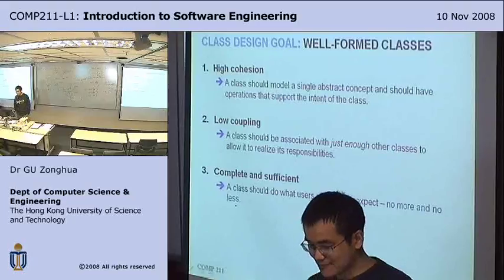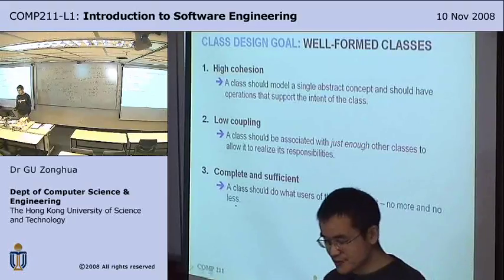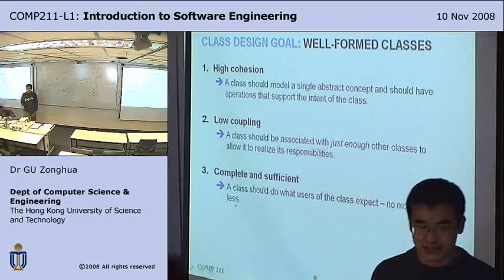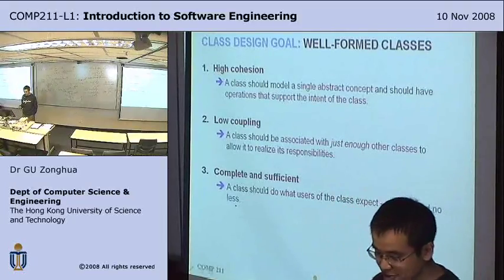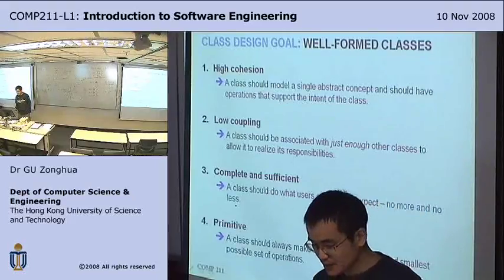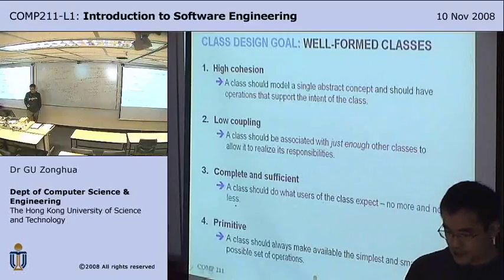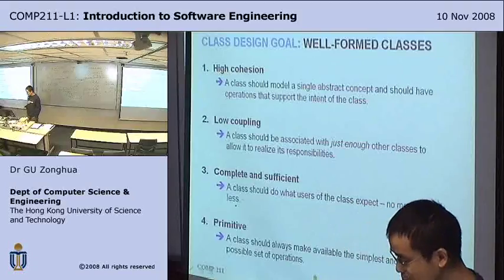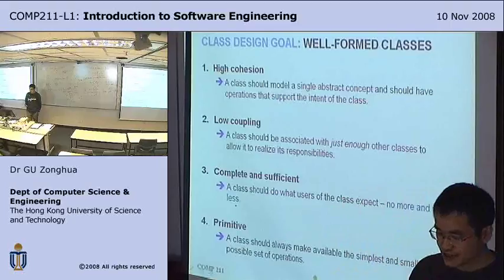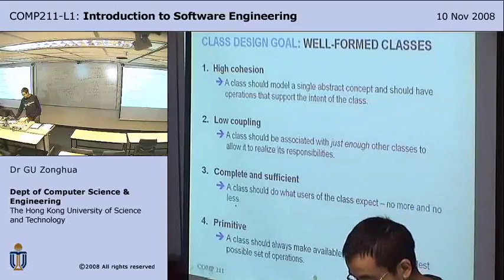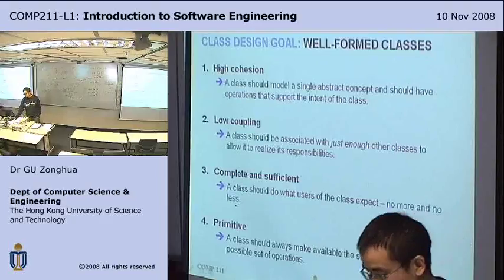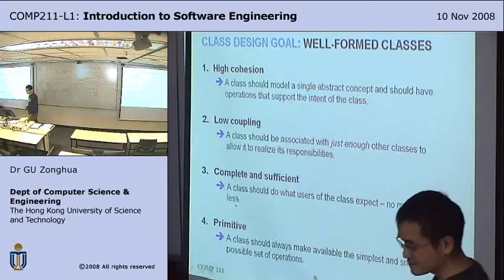It should be associated with just enough other classes to allow it to realize its responsibilities. And complete and sufficient, do what the users of the class expect. So if you have a bank account class, you should do withdrawal and deposit. Nothing more than that. And a primitive class should have the simplest and smallest possible set of operations to facilitate reuse in the future. It's always easier to reuse a simple class than to reuse a complex class with many operations in its interface.